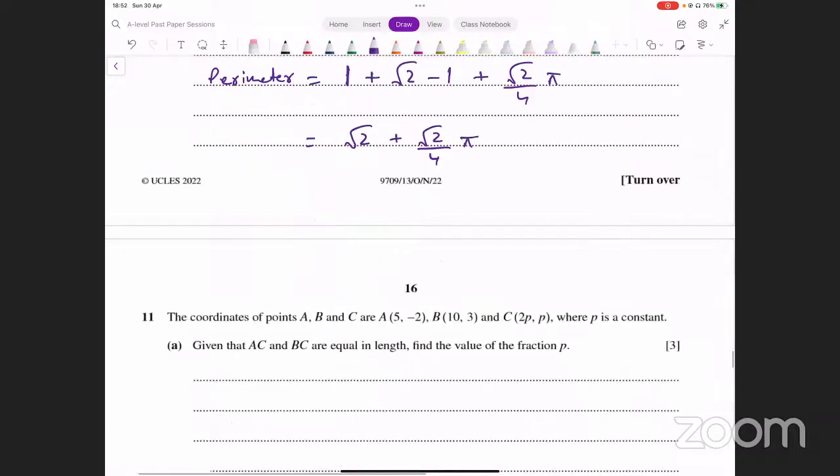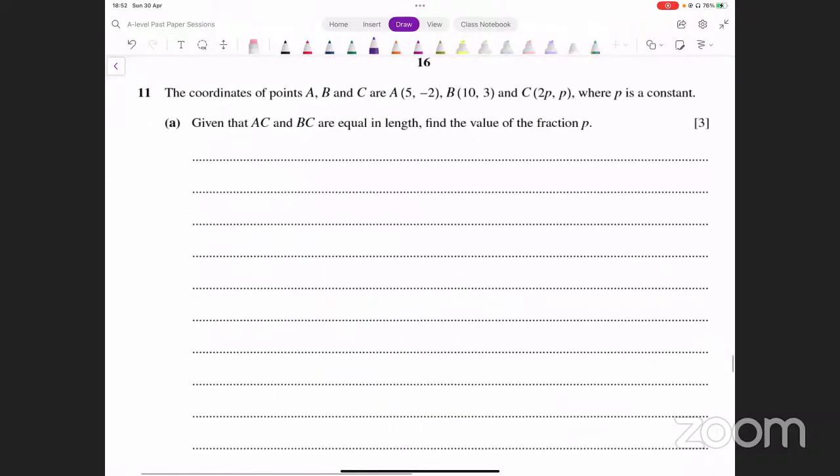Let's move on. Question number 11. So now we have the coordinates of points A, B, and C. They are given where P is a constant. Given that AC and BC are equal in length, find the value of the fraction P. Okay, P is a fraction, तो आपने fraction में निकालना है, इसको decimals में नहीं convert करना.